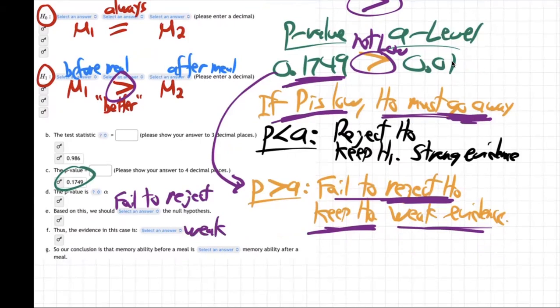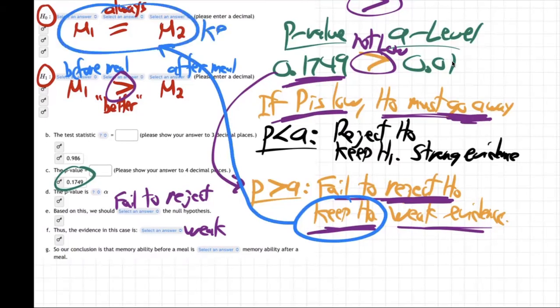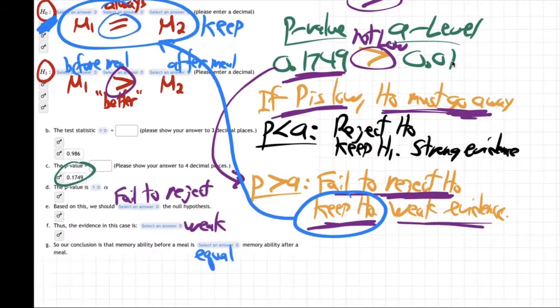Okay, now final conclusion. So our conclusion is that memory ability before a meal is what? Equal, greater, less, not equal to memory ability after the meal. Well, remember how we make that final conclusion. Keep H0, it says it right there. Keep H0. And then you go right on back to H0. What's H0? It's this right here. This is what we're keeping. What does it say? Equal. So we're concluding that memory ability before a meal is equal to memory ability after the meal, right?